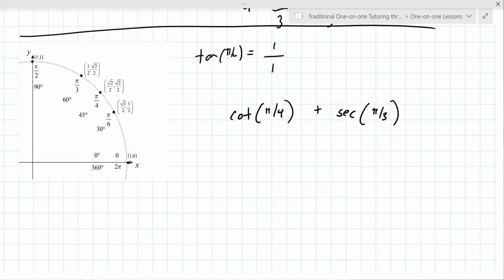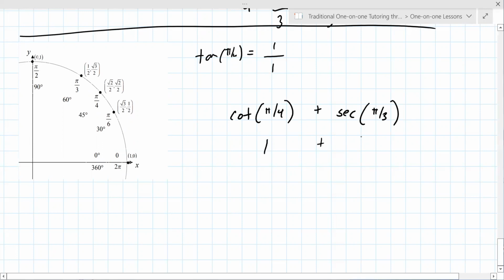Is cotangent 1 and then the other one is 2? Yes, that's 1 plus 1 over 1/2, which is 2. So the final answer is 3. Okay, good.